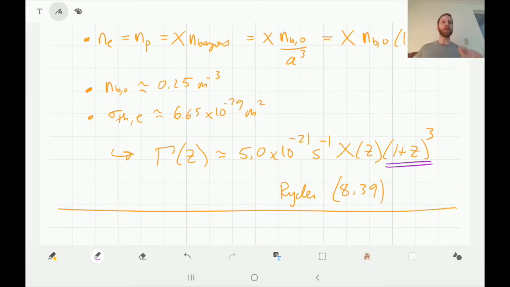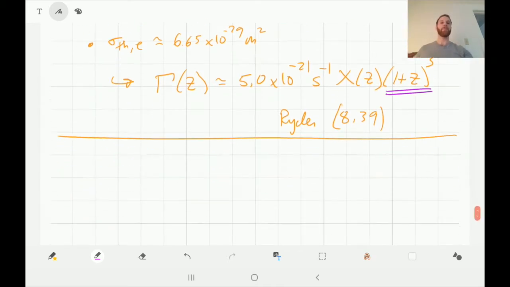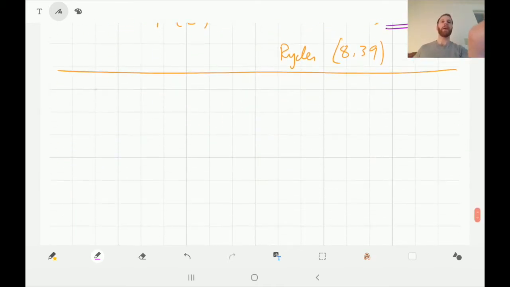Okay, what we want to do is compare this to the Hubble rate. We want to compare this interaction rate to the Hubble rate, and that is what will allow us to figure out when the universe goes from opaque to transparent. So we're going to compare the photon scattering rate to the Hubble rate, and we can write them both as a function of z.